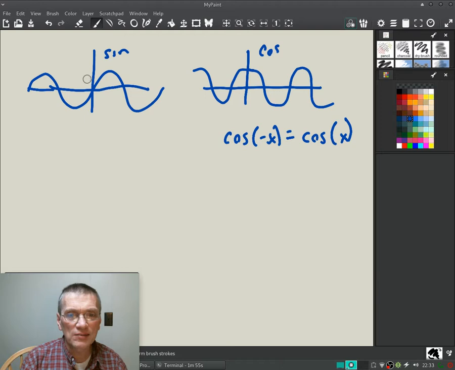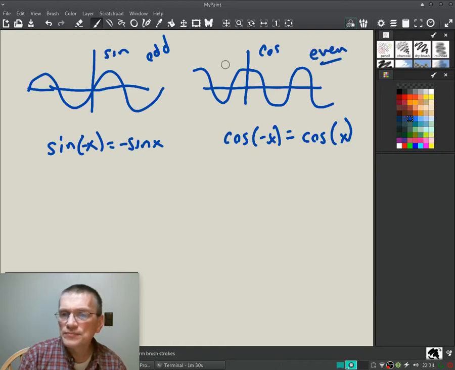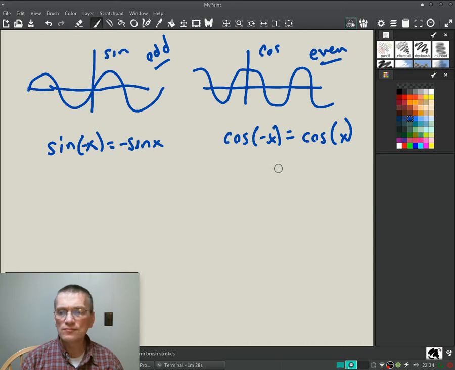Sine does not mirror itself through here. It flips over. Where you have a 1 here, you have a minus 1 here. So sine of minus x equals minus sine of x. This is an odd function. Odd, even. Alright, these are other identities that are helpful.